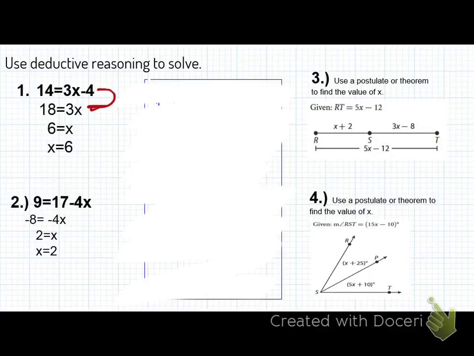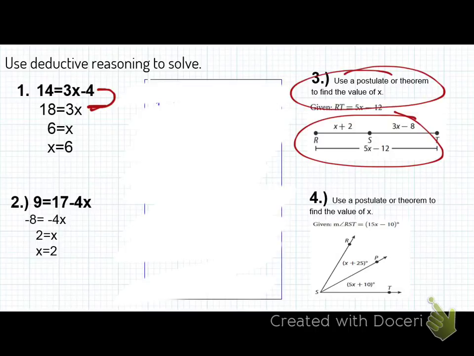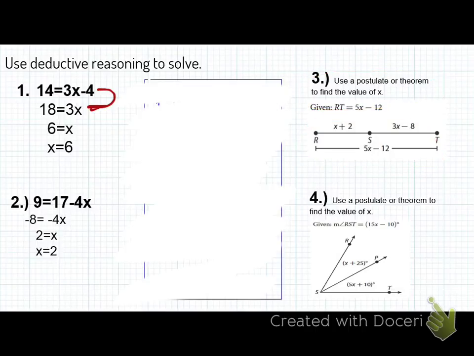You're going to be doing proofs in math. So it's giving us this picture right here. It says use a postulate or theorem to find the value of x. So how would you figure out what x is? Well, I see a picture here. We have RT, and we have S in the middle, which means we have RS, and then we have ST, and we could figure this out. It says RT is equal to 5x minus 12.